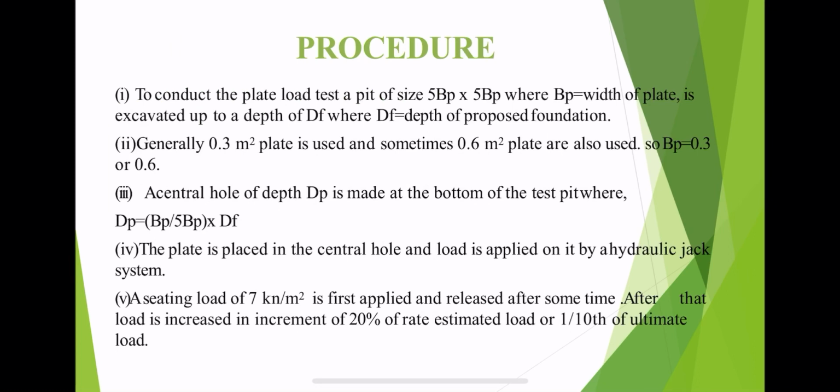A central hole of depth dp is made at the bottom of the test pit, where dp is equal to BP by 5 into DF, where BP is the width of the plate and DF is the depth of the proposed foundation. Here the plate is placed in the central hole and the load is applied on it by a hydraulic jack system. A seating load of 7 kN per meter square is first applied and released after some time. Then the load is increased in increments of 20% of the estimated load.